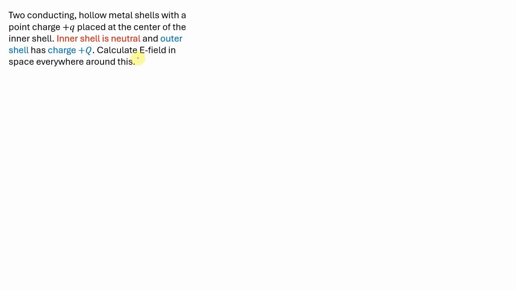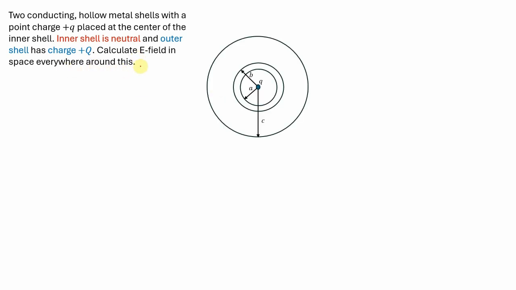Since we're dealing with a sphere, of course, we can use Gauss's law. So let's look at this figure. We have the inner shell. See that the inner shell has two radii. That means it has an inner radius and an outer radius. The inner radius is A, the outer radius is B. The inner radius is the distance from the center to the inner wall, and the outer radius is B.